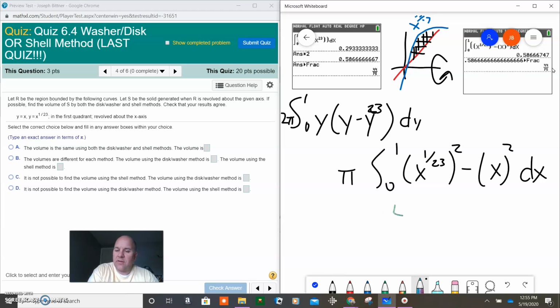Just don't forget that I have to include the pi on both of them. This one, I just went ahead and times it by 2, and then I go ahead and add the pi. This one, I just have to go ahead and add the pi in there.